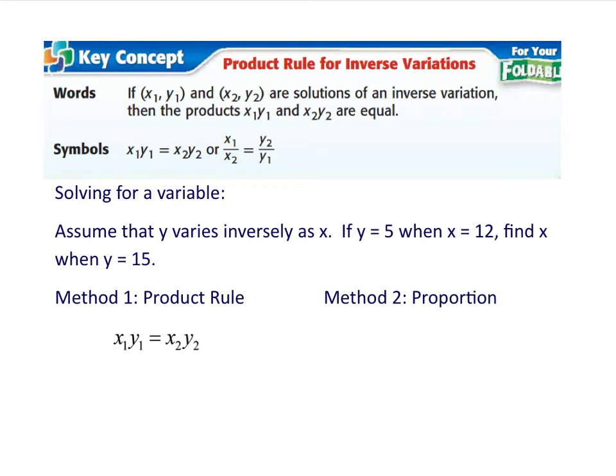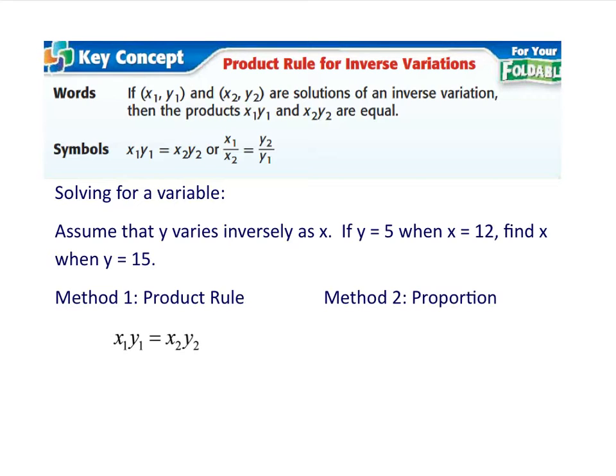Now we are going to go through a couple examples of solving for a variable if we have inverse variation. So we're going to look at what's called the product rule for inverse variations, and there are two different product rules that you can use, whichever you feel most comfortable with. In words, if we have two ordered pairs and they are solutions of an inverse variation, then the products of both of those ordered pairs will be equal, which we've already looked at. In symbols, x sub 1 and y sub 1 multiplied together have to equal x sub 2 times y sub 2. Again, their constants have to be the same when you multiply those ordered pairs together.